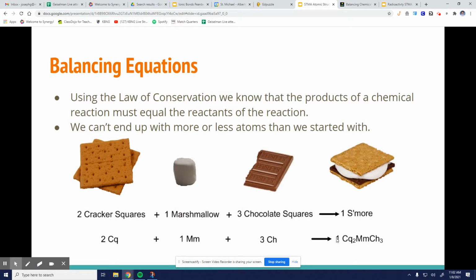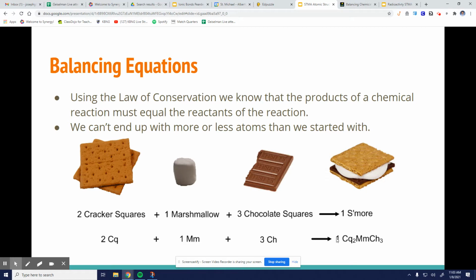When we look at balancing equations, we have to use the law of conservation. That means we know that the products of a chemical reaction must end up equaling the reactants of the chemical reaction. What that really means is that we can't end up with more stuff at the end than what we started with, or we can't have more stuff at the beginning of a chemical equation and less at the end. We have to have equal amounts of atoms of each type on each side.